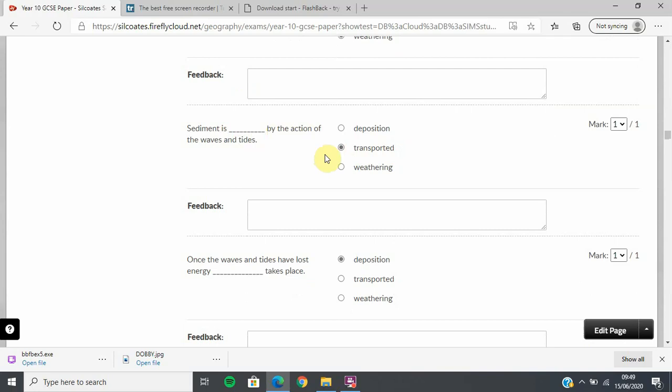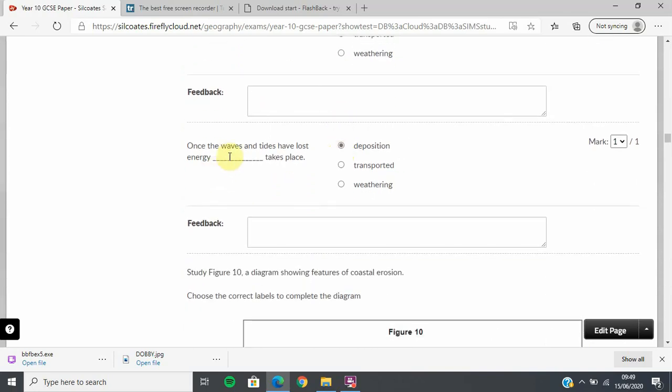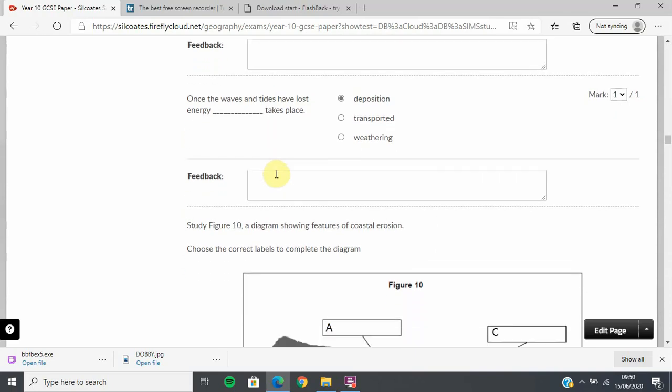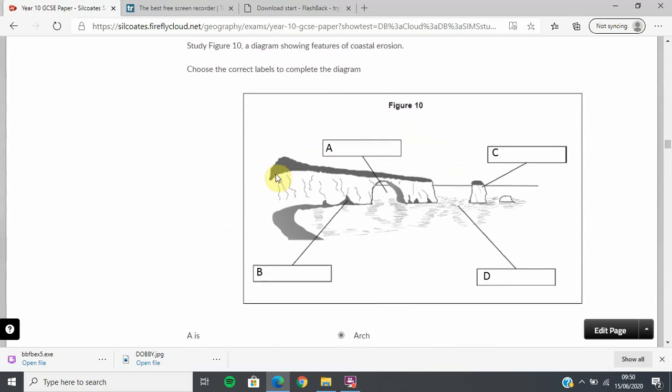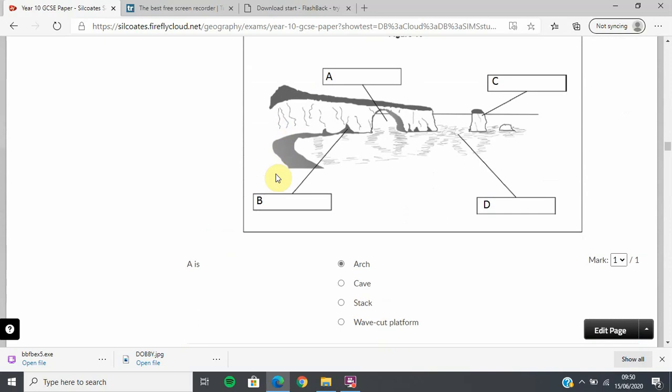So that's transportation, movement. And the last one then: once waves and tides have lost energy, deposition takes place. So when the wave loses energy, then material is dropped off. Okay, and that's what happens. So we've got deposition, dropping off of material when the waves lose energy. Okay, next one. I think everybody got these correct. It's difficult sometimes to tell with these, but nice and straightforward, aren't they?